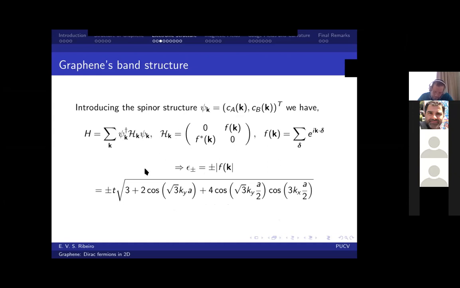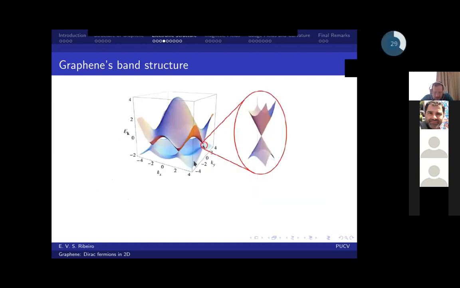And we find that the energy eigenvalues will be this guy here. So we have basically two bands, one positive above the Fermi level, and another negative below the Fermi level. So it has this form here. The important thing here is that we have 6 points where the upper band touches the lower band. So the lower band is the valence band.